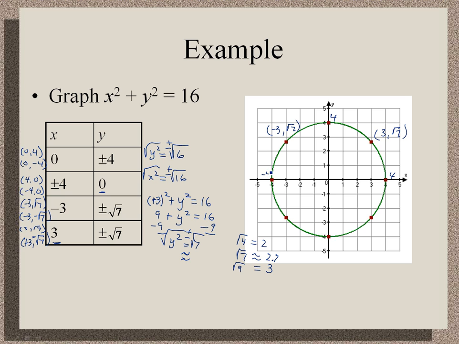It's negative 4 on the x-axis. This point is (negative 3, negative square root of 7). This is negative 4 on the y-axis. This is (3, negative square root of 7). So those are my 8 points that I'm plotting. And then do your best to draw a nice circle around them.